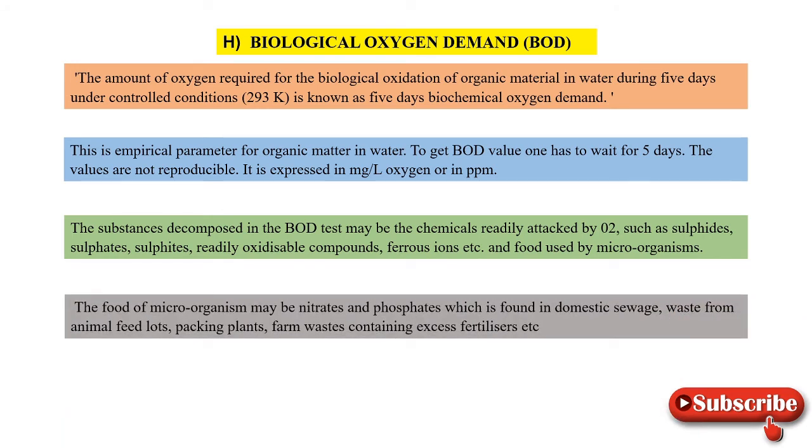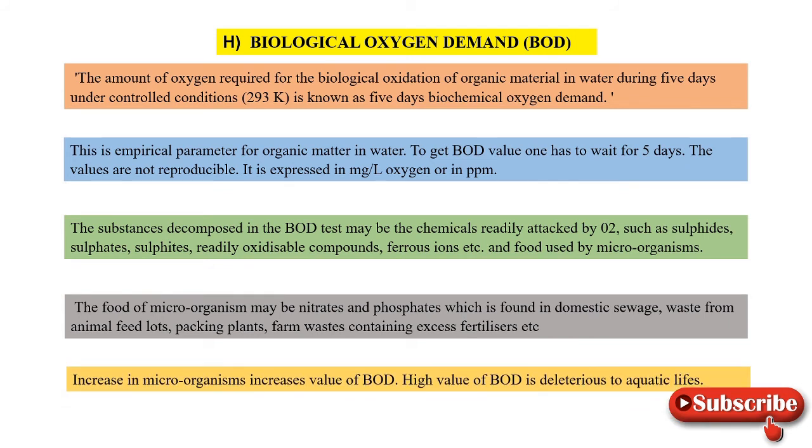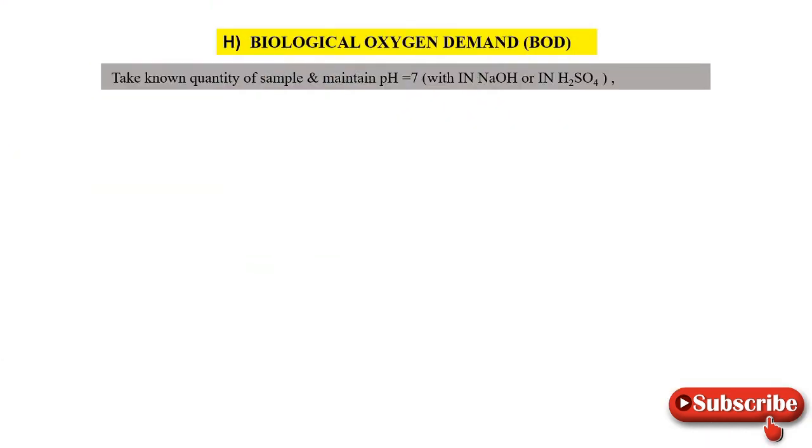Next is the food of microorganisms. As we included the substances decomposed in BOD, in that we included the food used by microorganisms. So here the food of microorganisms may be nitrates, phosphates, which are found in domestic sewage, waste from animal feed slots, packing plants, farm waste containing excess of fertilizer, etc. These increase the value of BOD, and a high value of BOD is deleterious to aquatic life.